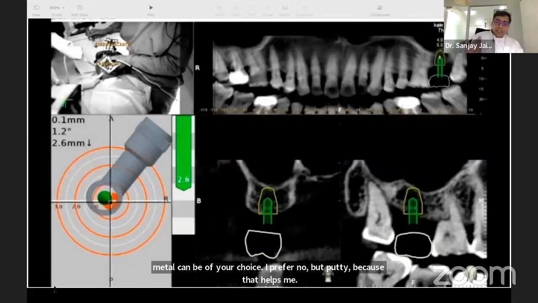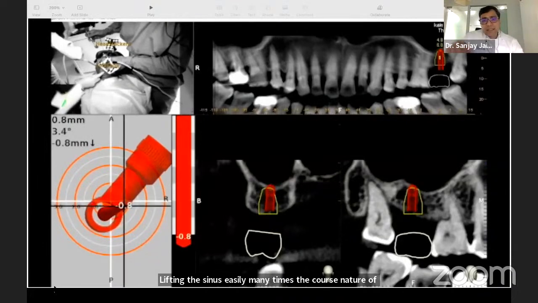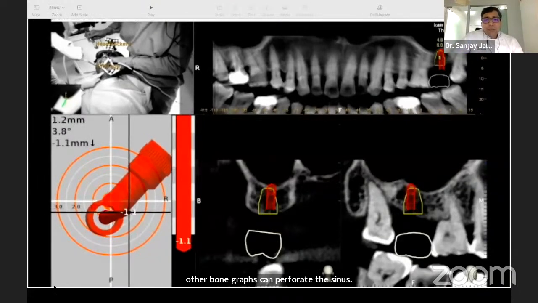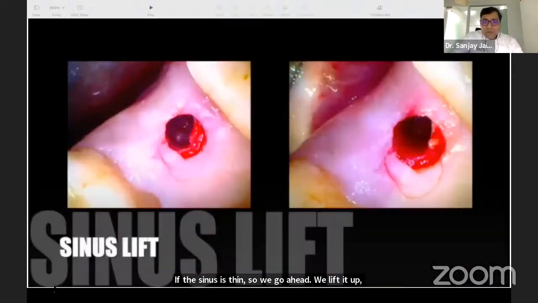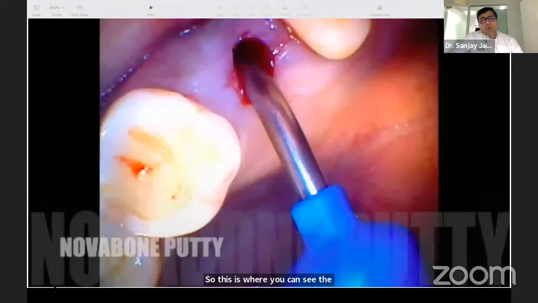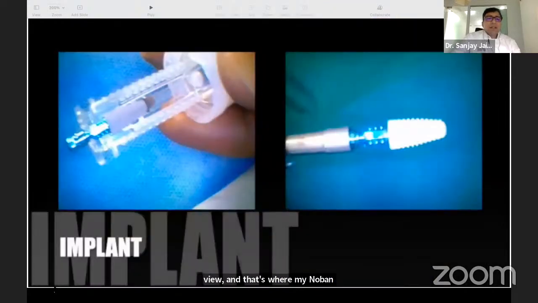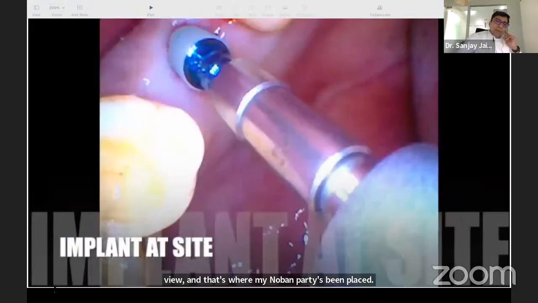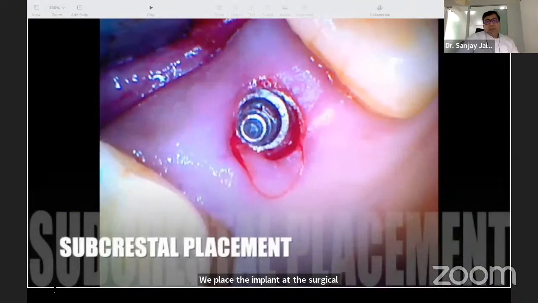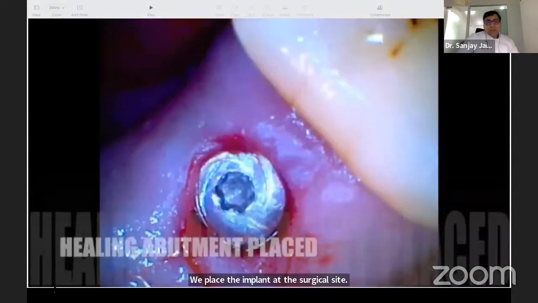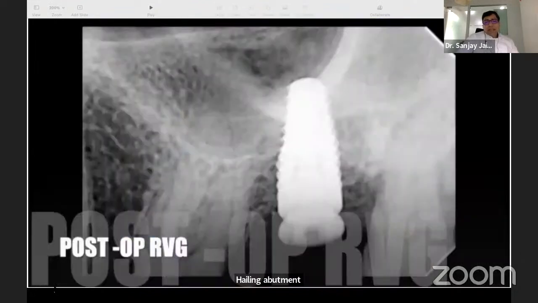Many times the coarse nature of other bone grafts can perforate the sinus if the sinus is thin. So we go ahead, we lift it up. This is where you can see the sinus in the intraoral view, and that's where my bone putty is being placed. So this is the Straumann 4.8 by 10 millimeter implant. We place the implant at the surgical site, subcrestal placement, healing abutment placed. Look at the sinus lift that we could achieve.